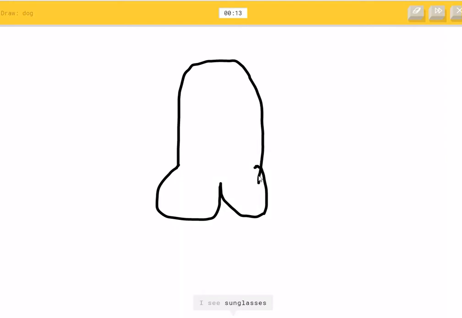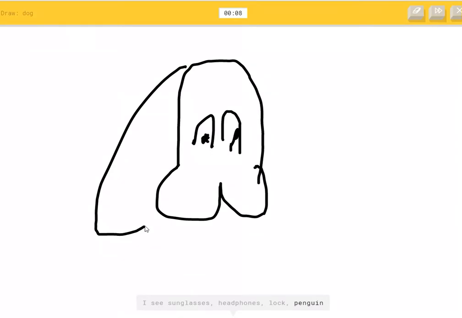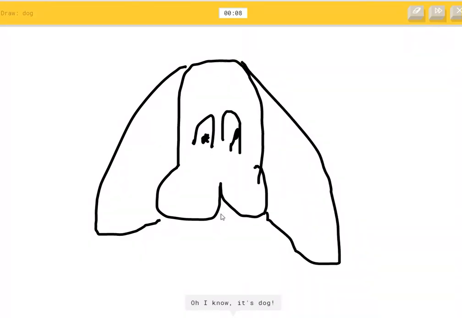I see sunglasses. Or headphones. Or lock. Or penguin. Oh, I know, it's dog.